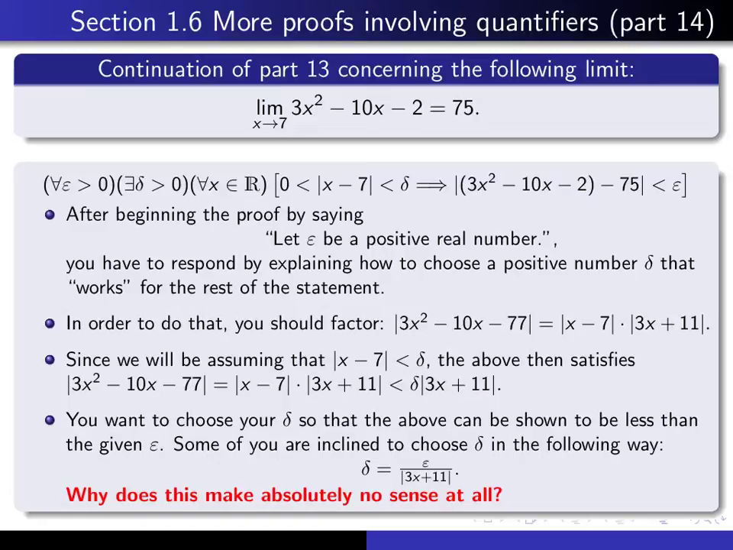Unfortunately, that doesn't work. So my question to you is, why does this make absolutely no sense at all? Well, at the moment in time when you're to be choosing your delta, all that you really have at your disposal is the epsilon that was given to you in the very first step. The x isn't going to show up until after you choose your delta. The x shows up in the third step. So by telling me the delta equals this, the reader looks at that and says, well, what is that number? I don't have any idea what this x is because there isn't one. So this is not a concrete choice of a delta, and therefore this can't work.